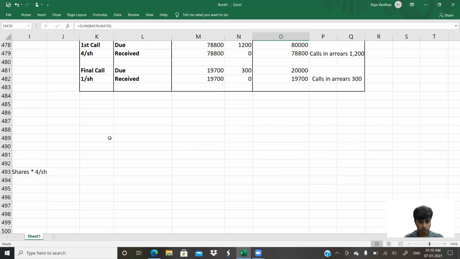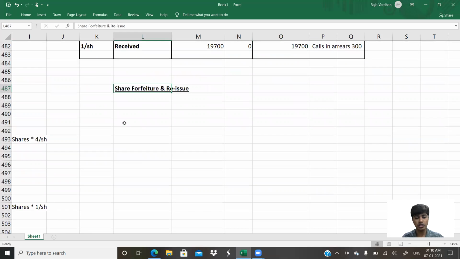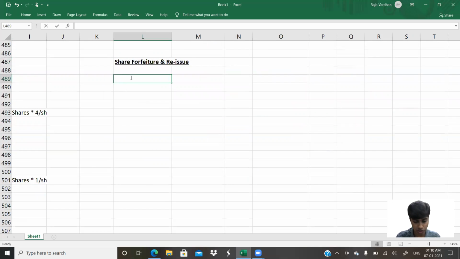Now let us go to our forfeiture calculation. So before that, I would have to write Mr. Bird. This I'll call forfeiture. Share forfeiture and reissue. How to account the same? Come on, let us see share forfeiture and reissue. Mr. Bird. Number of shares he holds is 300. Amount paid. What did he pay?